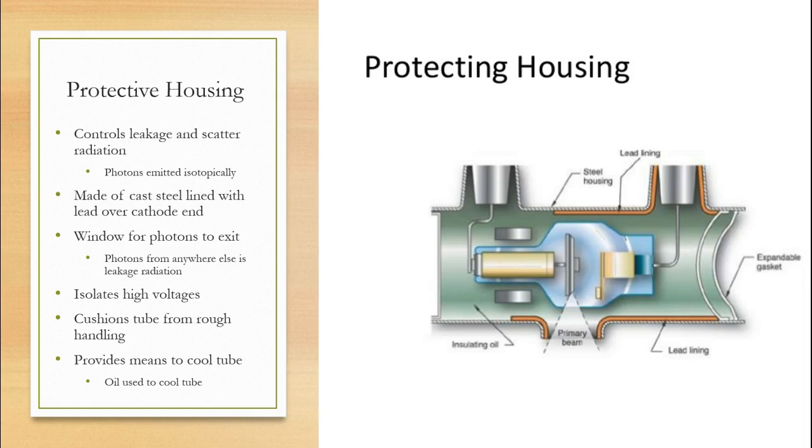Photons from anywhere else are called leakage. If it doesn't come off the anode track right here, and it comes off over here, over here, wherever, and it's bouncing off and making it out through the window, then it's called leakage radiation. It's leaking out when it shouldn't be. All right, so this protective housing also isolates high voltage. It cushions the tube from rough handling, and it provides a means to cool the tube. So we use oil and fans to help cool the tube.